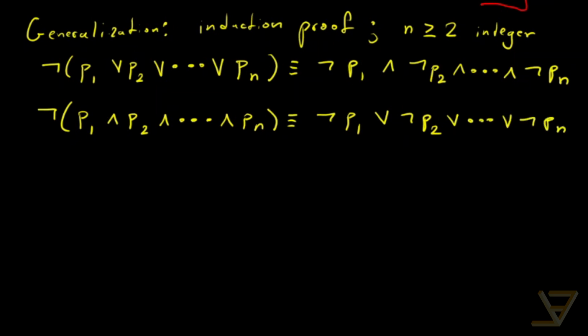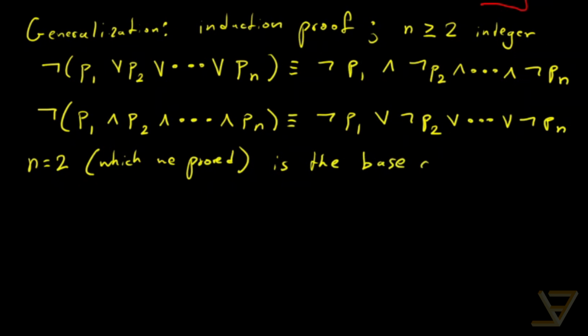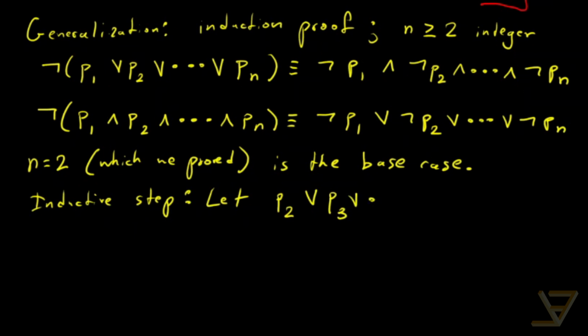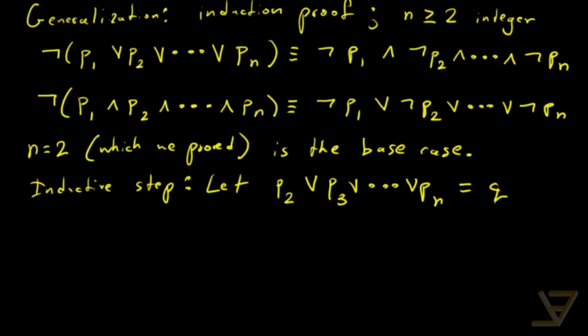You can see how this is a generalization because we proved this just a moment ago for n equals 2. So n equals 2, which we proved, is the base case. And I'll show you what the trick behind the inductive step is. We let P2 or P3 all the way through Pn equal Q. So now we can actually use the base case in the inductive step.